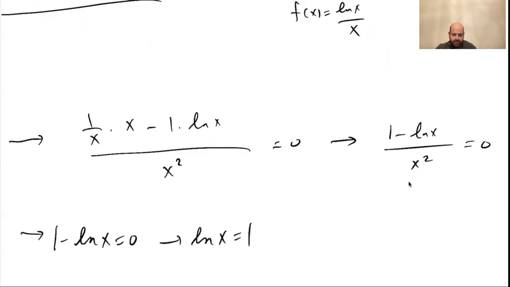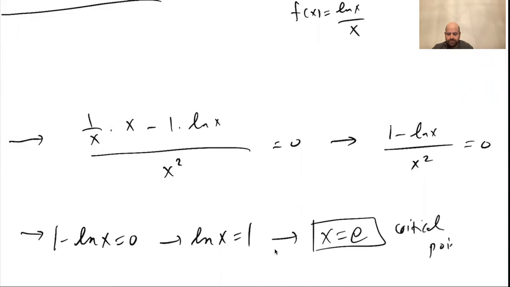ln x equals 1 means x equals e, right? ln x means logarithm in base e. So logarithm of x in base e equals 1. That means x is equal to e to the power 1, which is e. But we have only one critical point here.